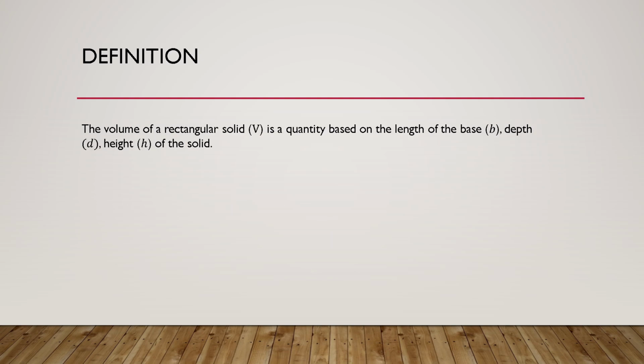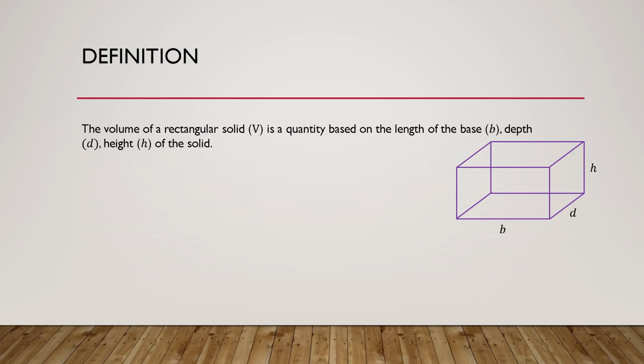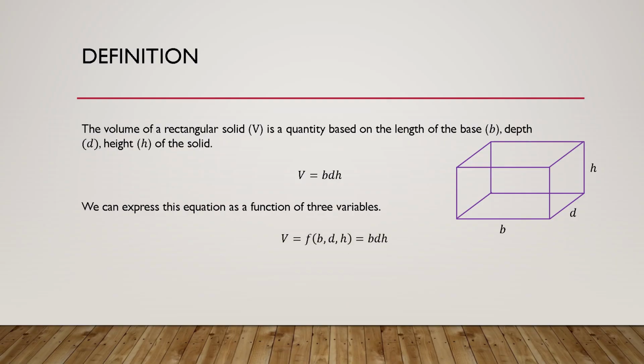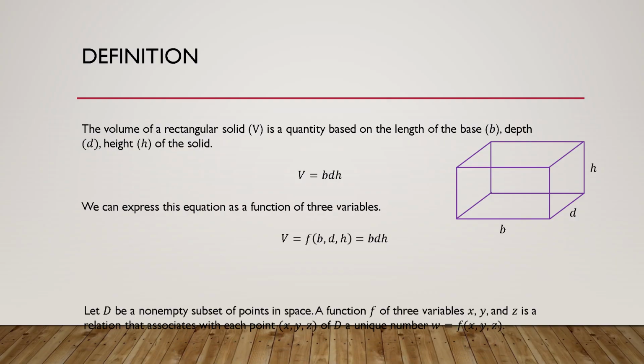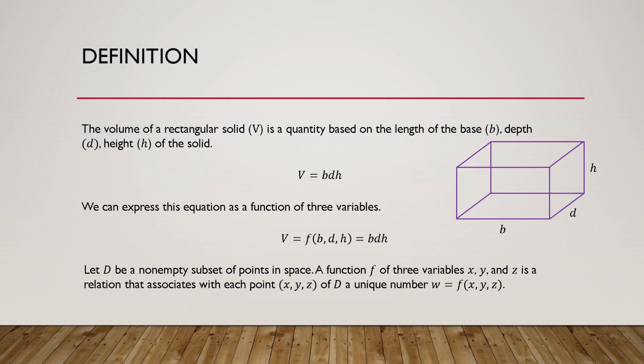The volume of a rectangular solid is a quantity based on the length of the base, depth, and height of the solid. V equals b times d times h. We can express this equation as a function of 3 variables. V equals f of b, d, h, or equals b times d times h. Let D be a non-empty subset of the points in space. A function f of 3 variables x, y, and z is a relation that associates with each point x, y, and z of D a unique number w equals f of x, y, z.